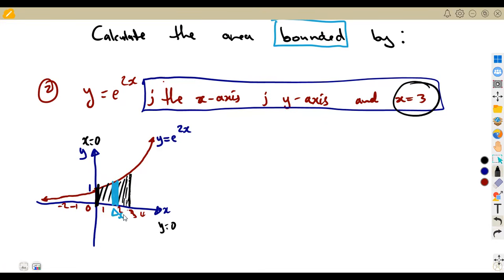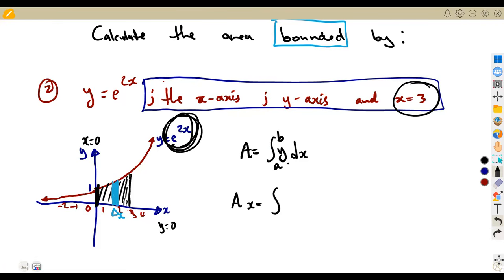As we can see, our representative strip is with respect to x and our function is with respect to x. So we can calculate our area, since our area is going to be the integral of y with respect to x, taking our limits from a to b. That is the area with respect to x. So the area is going to be the integral of y, which is a function of x, that is e to the exponent of 2x, with respect to x, with our limits now taken from 0 up to 3, the one that we are given at the end. So that's 0 to 3, the lower limit and the upper limit.